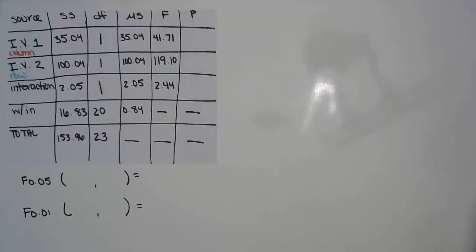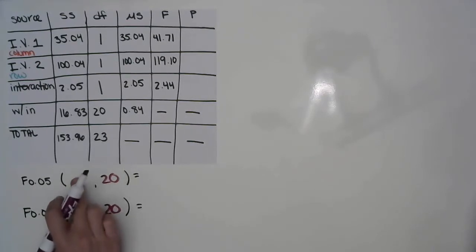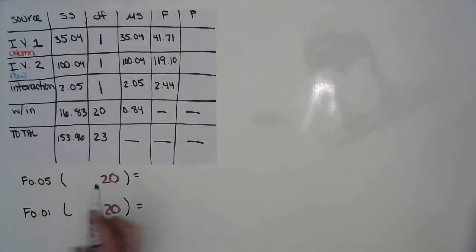Okay, now let's go ahead and look up those values on the table. So what we are going to do is plug some numbers in here. Our degrees of freedom within goes here, so that's this number here. We have 20, and that goes in there for both of them. And then here we have our degrees of freedom for our column or our row. Now those are both the same number, thank goodness. So 1 and 20.